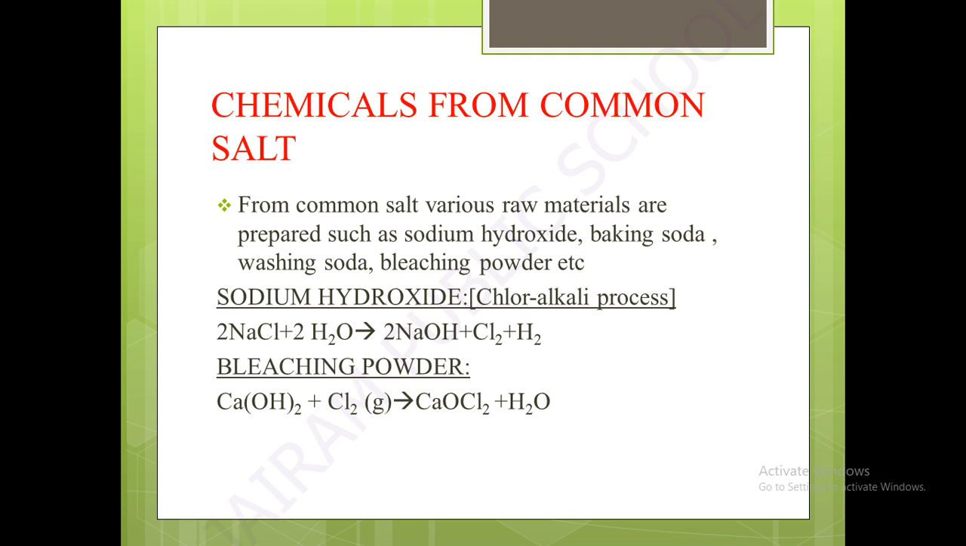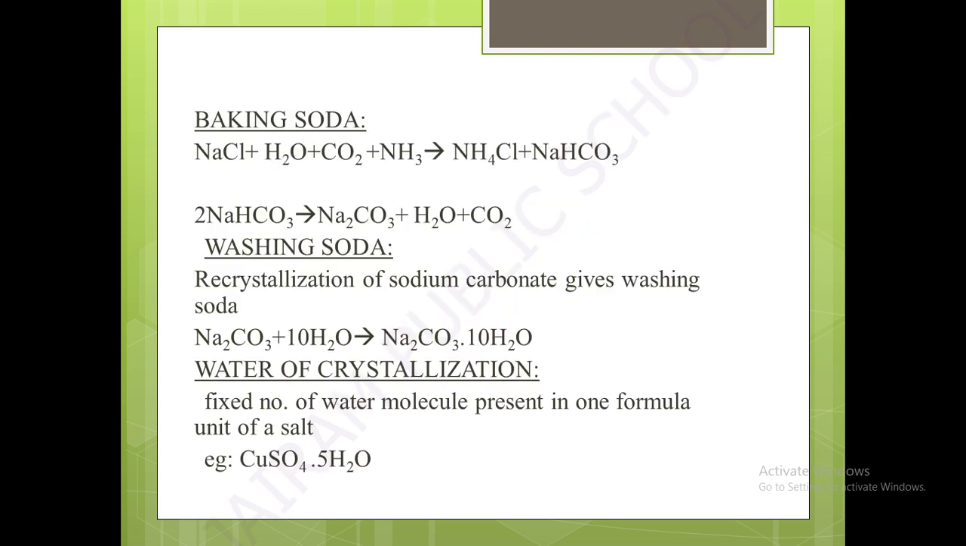The next topic we are going to see is baking soda. Baking soda is sodium hydrogen carbonate. The formula of baking soda is NaHCO3. It is used in the kitchen for making tasty crispy items. If you add baking soda, the crispiness of oily items will be more.